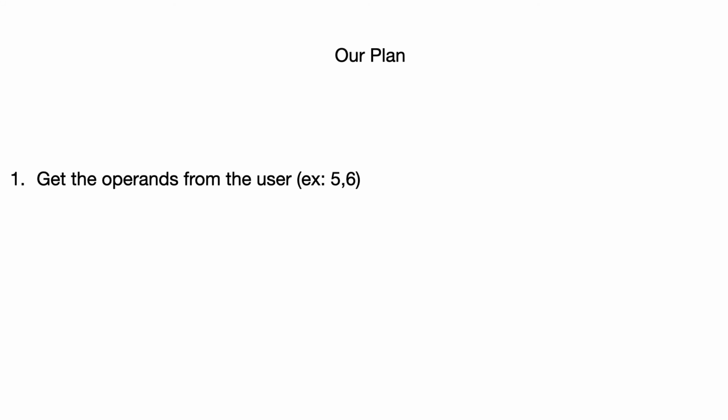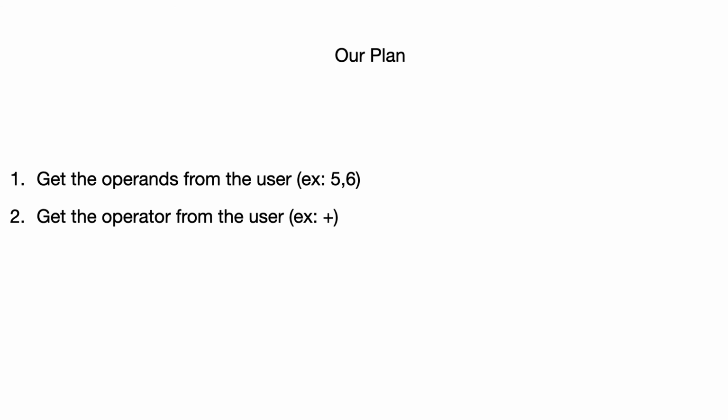So we want to figure out a way to get these operands from the user who is using our calculator, right? Once we figure that out, we want to figure out how to get the operator from the user. In this case, the operator is the plus sign. We're not going to do it in the traditional way that a calculator works, by getting the first operand, then the operator, then the second operand. We're just going to get the two operands first and then the operator.